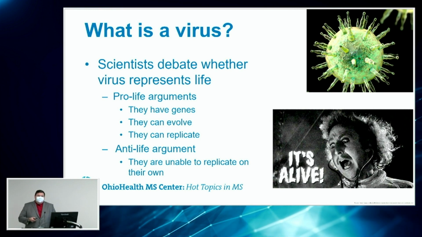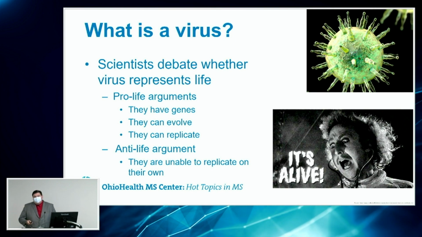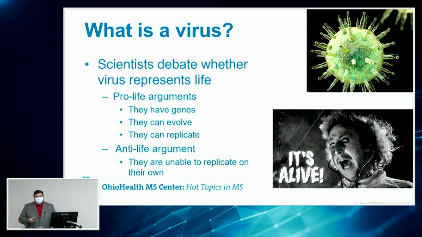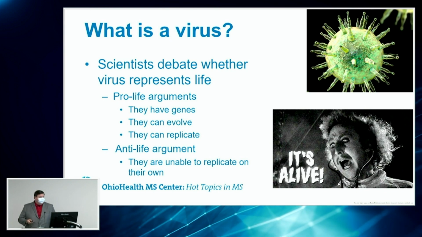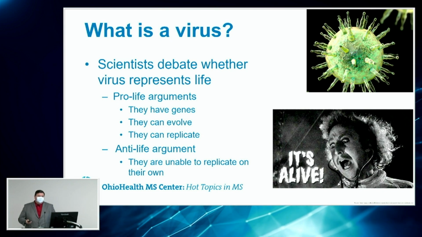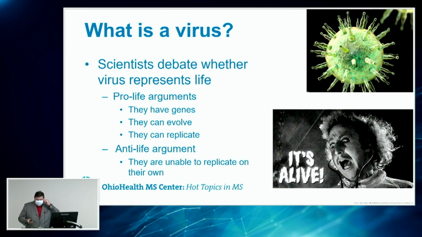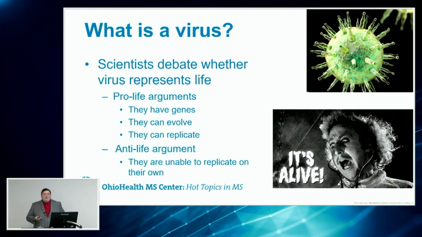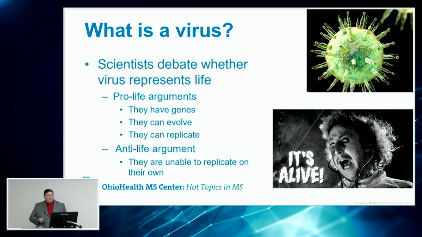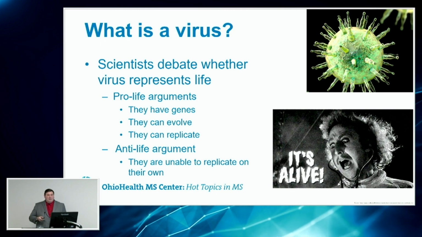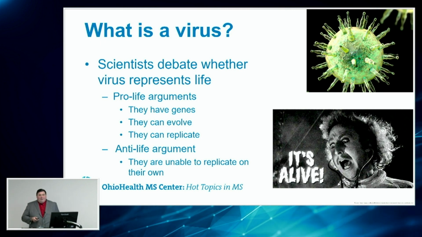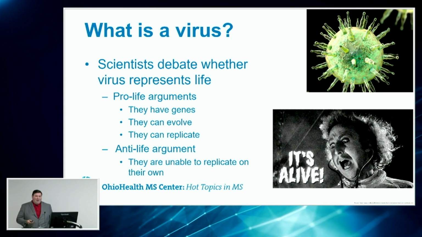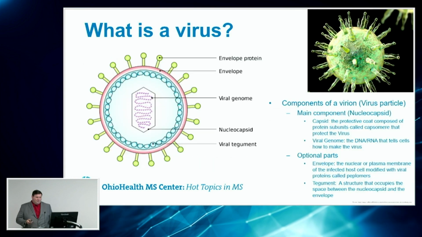They have the same genes, DNA or RNA, that essentially we have, that help program our body to do things. They can change over time, as we've seen with all the variants of the COVID virus over the past 2 years. We can see that they clearly evolve, and they can copy themselves. They just need a host, whether it's our cells, bacteria, or some other type of cell, to reproduce. However, a lot of people say they're not alive because they are unable to do any of this on their own.